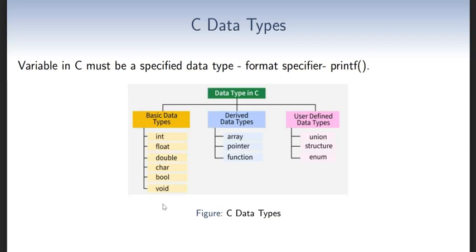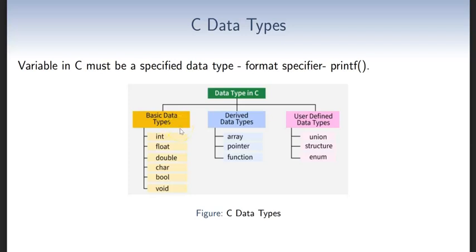C data types. There are three different types of data types in C. The variables in C must be specified with a specific data type along with a format specifier, which would be used in a printf function. There are three types of data types.